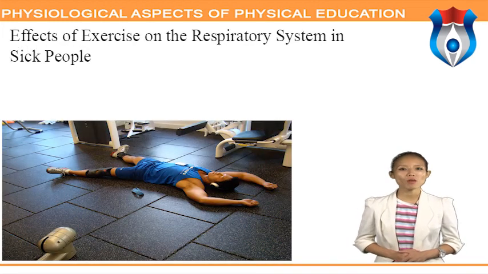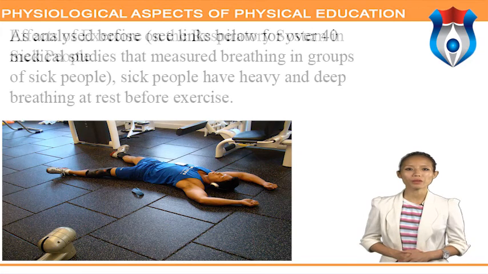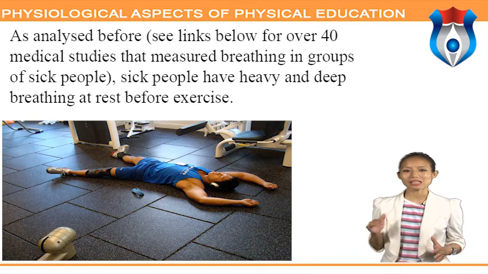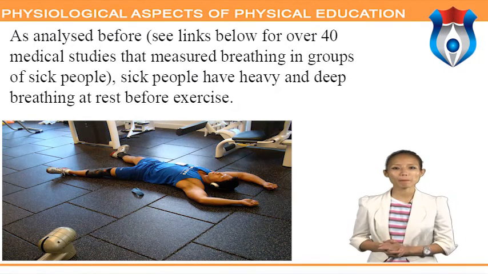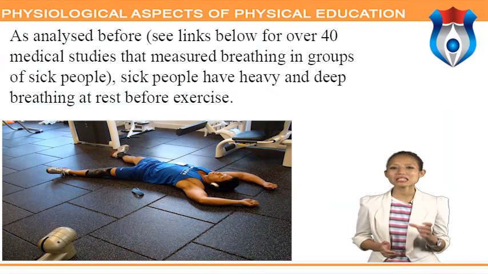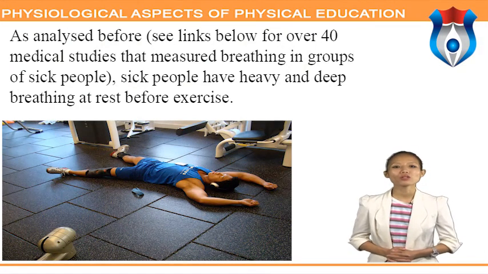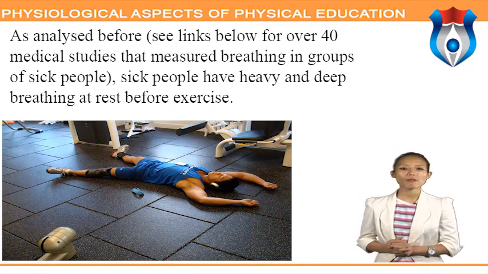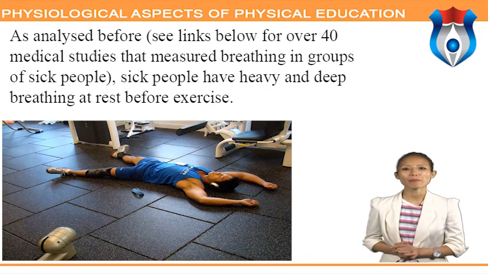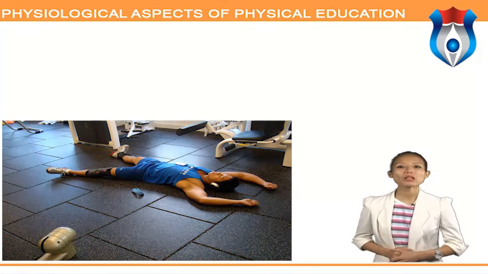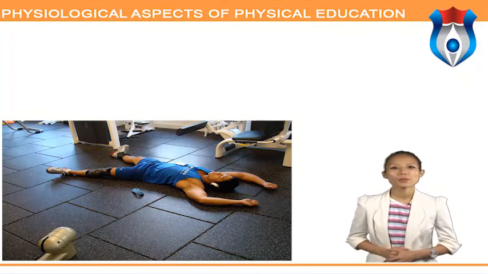Effects of exercise on the respiratory system in sick people. As analyzed before, see links below for over 40 medical studies that measured breathing in groups of sick people. Sick people have heavy and deep breathing at rest before exercise. Hence, their blood gases and the respiratory system work are abnormal prior to exercise. Usually, they suffer from arterial hypocapnia, low CO2 due to overbreathing, and likely mild arterial hypoxia if they are chest breathers. Overbreathing at rest reduces their body oxygen level.